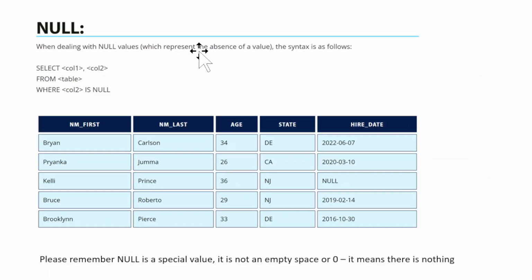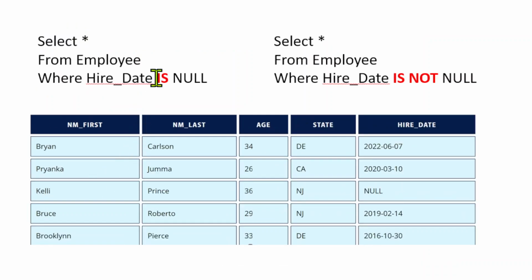Okay, null. Null is a special character. Null is not zero. Null is not an empty space. Null is non-existent. So when we check for null within SQL, we use the phrase is. Is null, where column is null. Or if we don't want null, we say is not null. Okay, two phrases, is null or is not null.